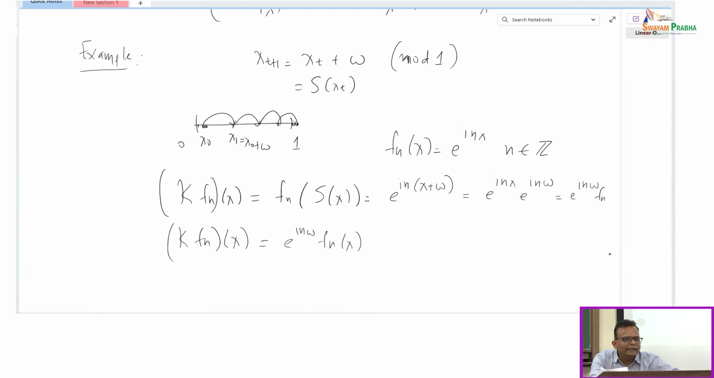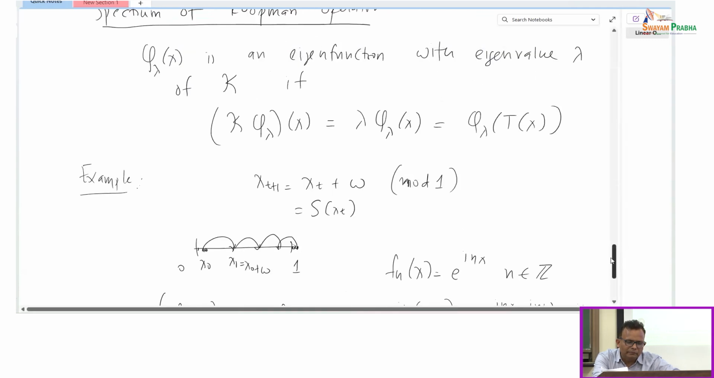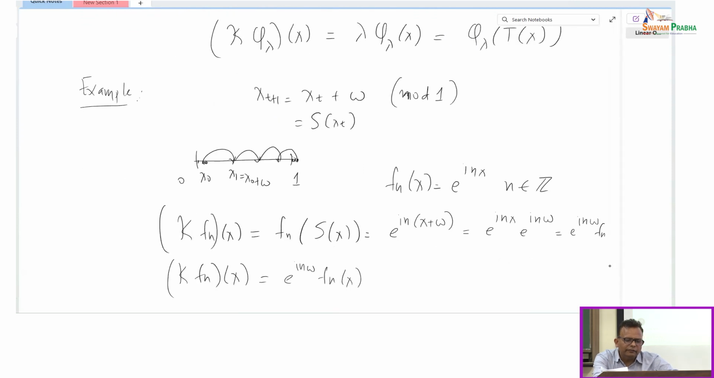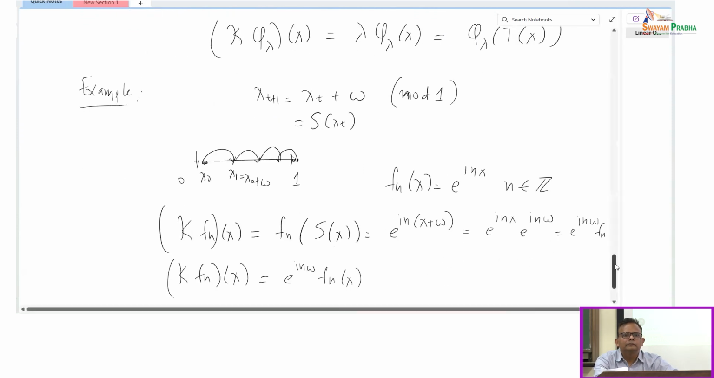These are the eigenfunctions with eigenvalue e to the i n omega. That's because it fits this definition of the eigenvalue eigenfunction. Another thing to notice is that if omega is rational, then you have only finitely many eigenvalues. If omega is irrational, then you have continuous infinitely many eigenvalues.